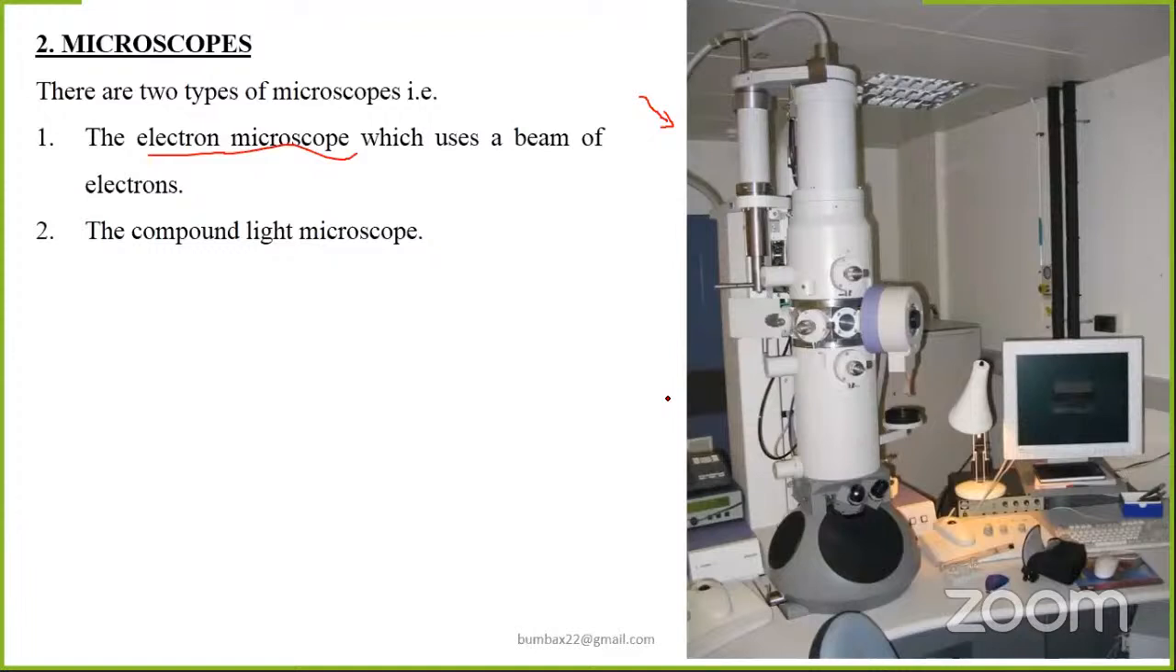Are you hearing me, sir? Yes, I can hear you. What about the microscopes that the doctors use in hospitals, for example, in Fort Portal, they use something like an electric microscope. They use it and connect it to the computer. And so the microscope reads and it takes it to the computer. Okay, is it the same as this electron microscope? Okay, thank you, Adela, for that question.